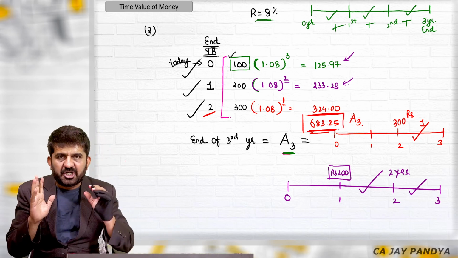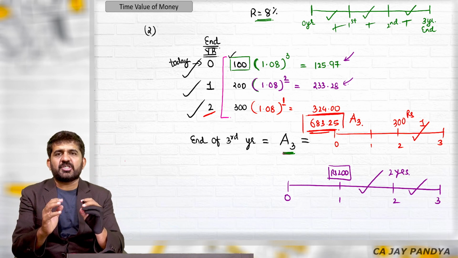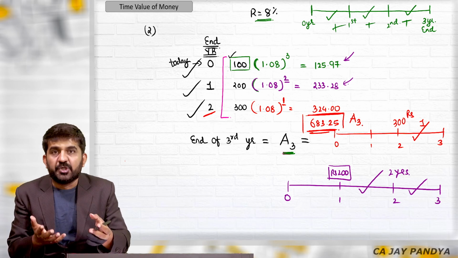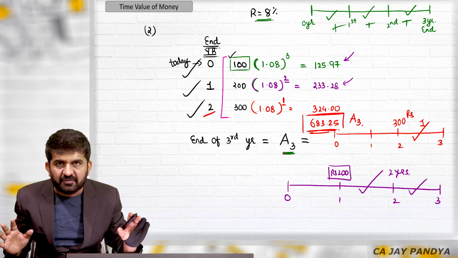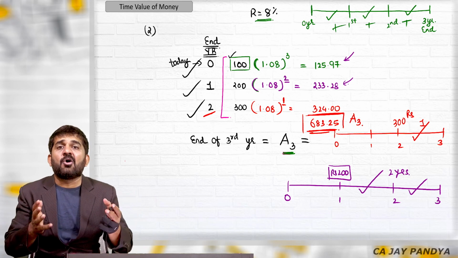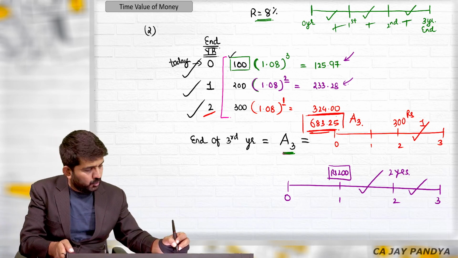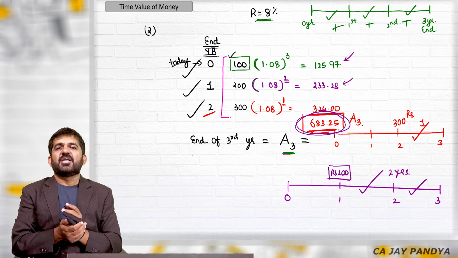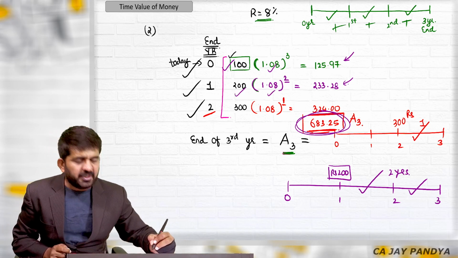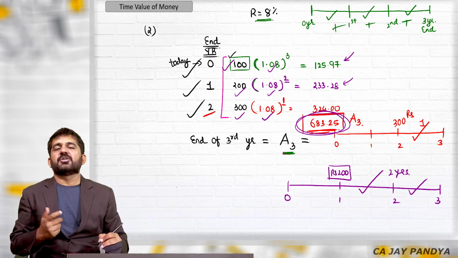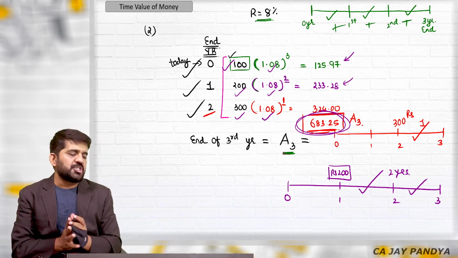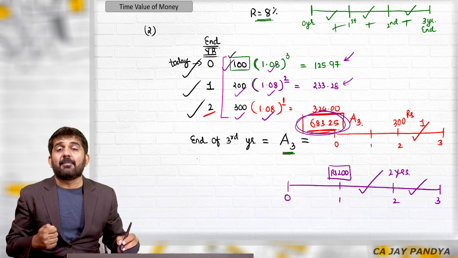Once again, understand the question, understand the answer. If you go to a bank, invest 100 rupees today, 200 rupees after 1 year, and 300 rupees after 2 years, and you don't withdraw anything in between, then go to the bank at the end of third year and withdraw all the money along with the interest, the bank will be giving you 683.25 rupees. How? 100 rupees plus interest of 3 years, 200 rupees plus interest of 2 years, and 300 rupees plus interest of 1 year. Accumulated everything is 683.25.